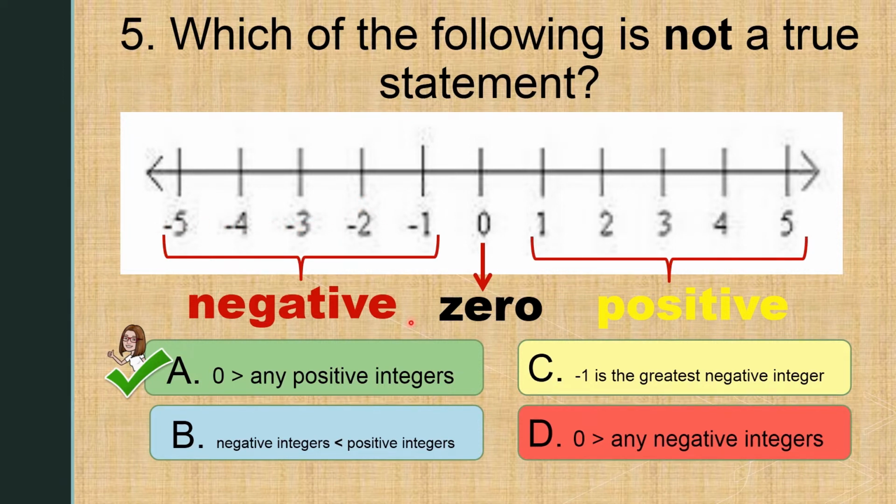Okay? So for statement B, negative integers are smaller or lesser than positive integers. Of course, the value of negative integers are smaller than the positive ones because the negative integers are found on the left side. So all the numbers on the left of any given number are smaller than it. So that's how you compare or determine the value of the integers on the number line. I hope your minds were able to remember these things that you have learned when you were in elementary.